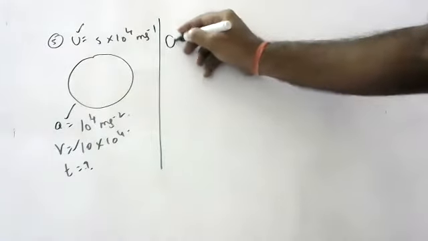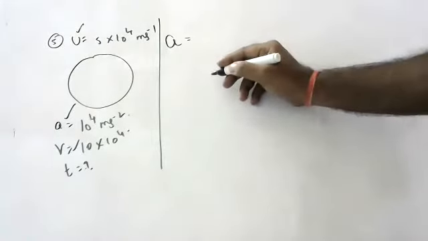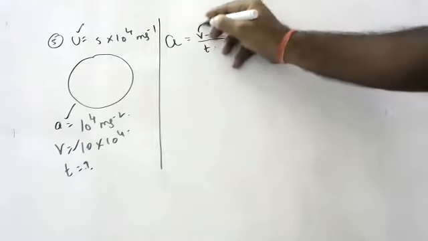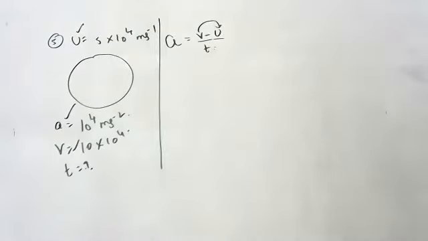V A is equal to, what is the formula for acceleration? Rate of change in velocity, V minus U by T. Define acceleration again: rate of change of velocity.